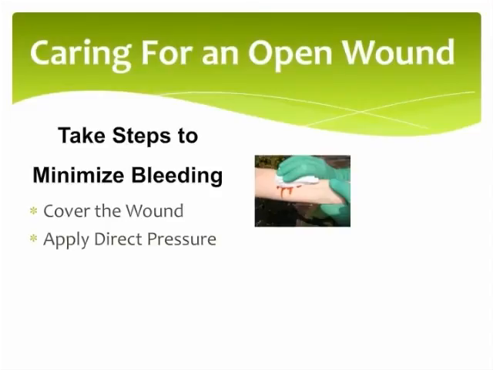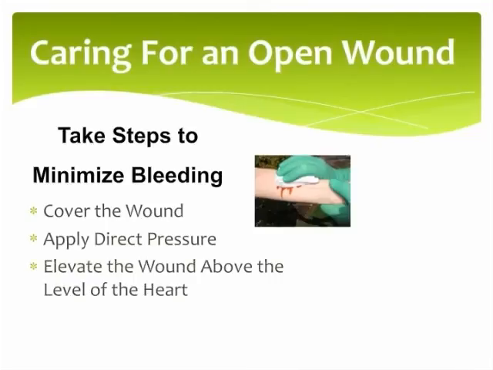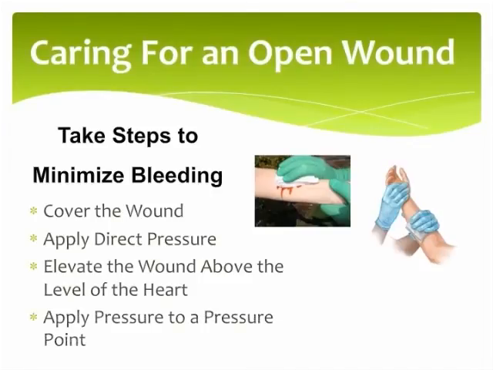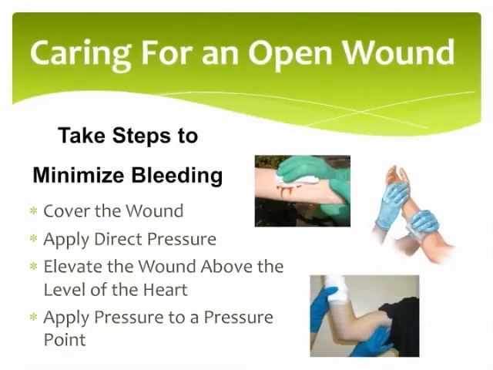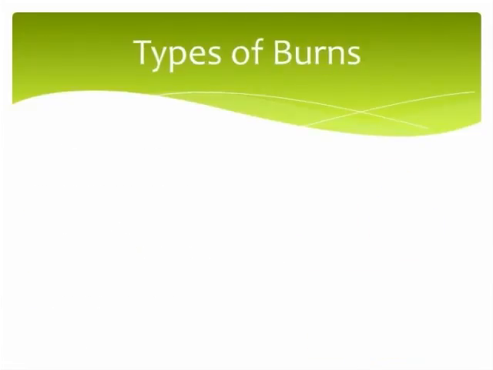If a wound continues to bleed, elevate the wound above the level of the heart. Elevating the wound can help to reduce the blood flow as the heart has to work against gravity, so bleeding is thereby reduced. If the bleeding still persists, pressure can be applied to a pressure point to help reduce the bleeding by limiting the blood flow to that area.